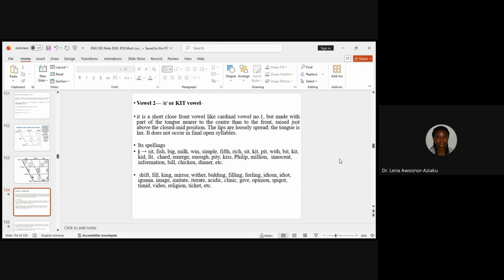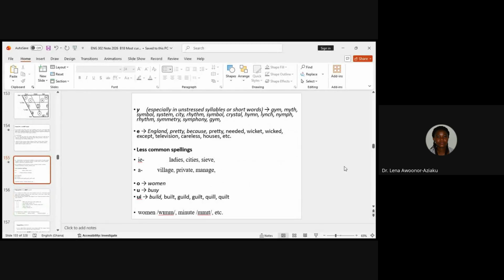And when you go home, there are a lot here that you can practice. And other spellings like Y, especially in unstressed syllables, short words like gym, myth. And then we can also have E spelling, as in England, pretty.